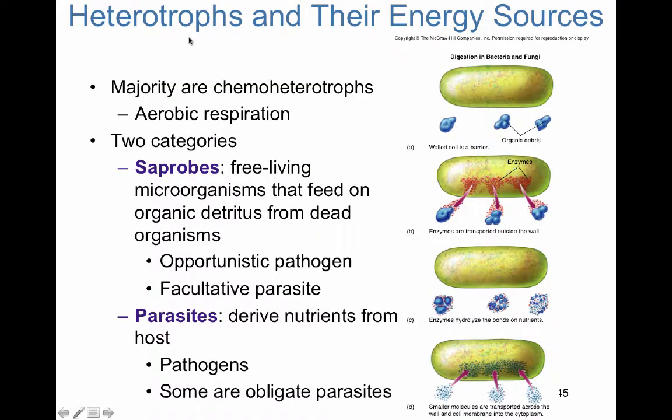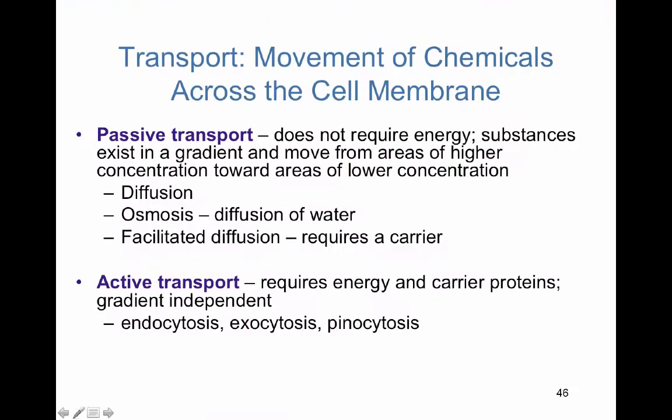Now, for heterotrophs, there are two categories. So saprobes are free living, and they typically will feed on organic material from dead organisms. And there's also parasites. So parasites will always derive the nutrients from the host. We'll be talking about three groups of parasites, protozoa, helminths, and ectoparasites that cause disease. And some may even be considered obligate parasites. They need the host to derive those nutrients for their energy.